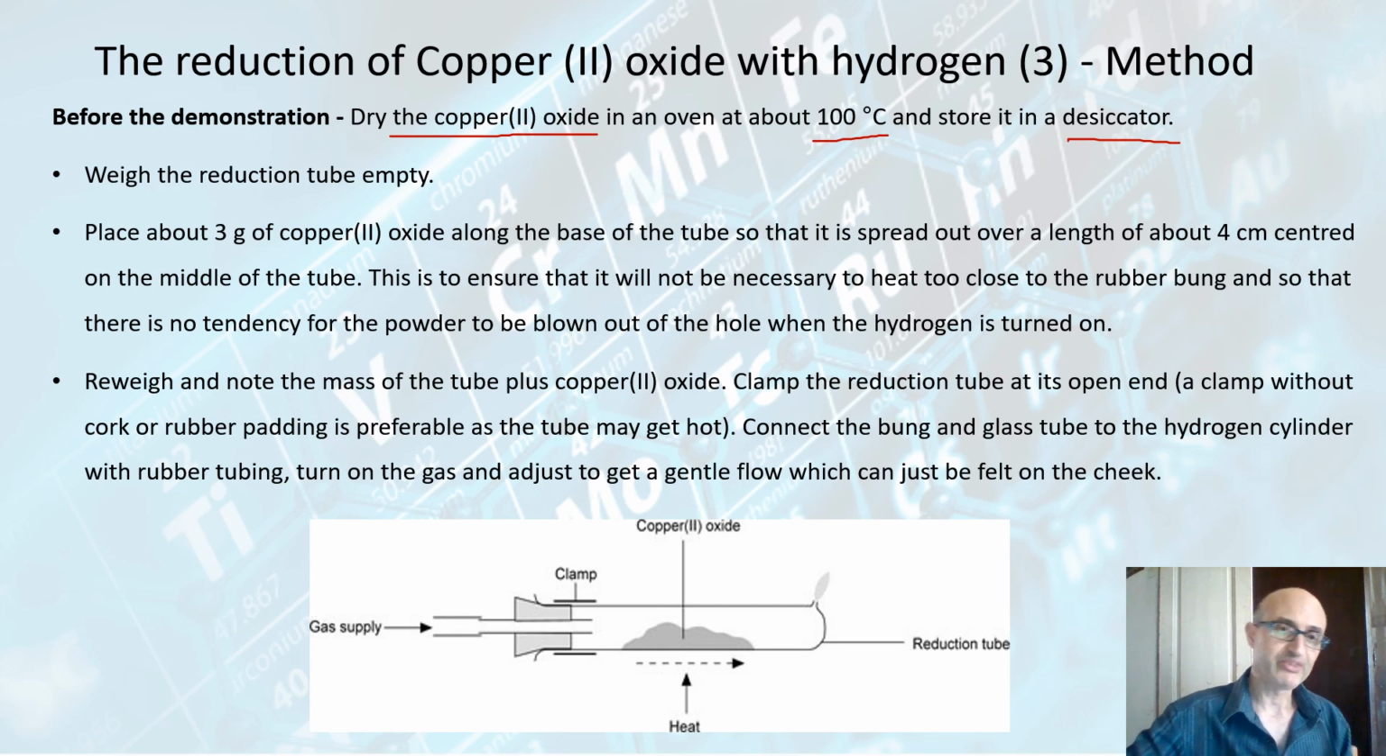Now, the steps are indicated over here. So step number 1 is weighing the reduction tube empty, without any copper 2 oxide in it. The next step would be to place about 3 grams of copper 2 oxide. Now note, the word is about. It doesn't have to be exactly 3 grams. The point is that you are going to weigh about 3 grams, but whatever the mass you take, that has to be recorded very accurately.